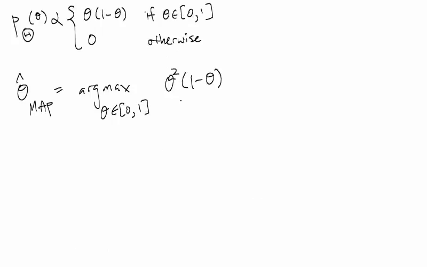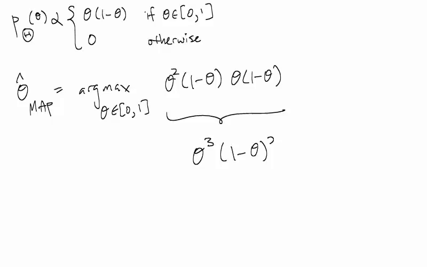So we have the likelihood multiplied by the prior, which is theta times 1 minus theta. So this is, of course, theta cubed times 1 minus theta squared. And we've already seen how to maximize this. We take the log and we set the derivative with respect to theta to be equal to 0. But just by pattern matching, note that maximizing this is the same thing as doing an ML estimate when there are 3 heads and 2 tails.